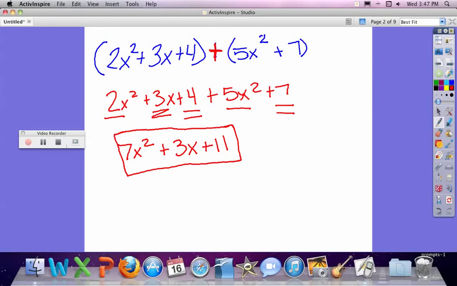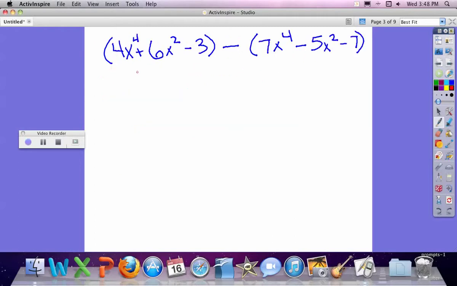Here's our second problem. In this second problem, I have a polynomial minus another polynomial. If you remember, anytime we see this minus, we're going to change it to a plus, and then every sign after it changes. Now I just drop the parentheses. And I'm going to combine like terms.